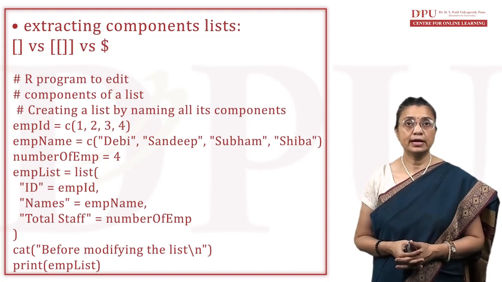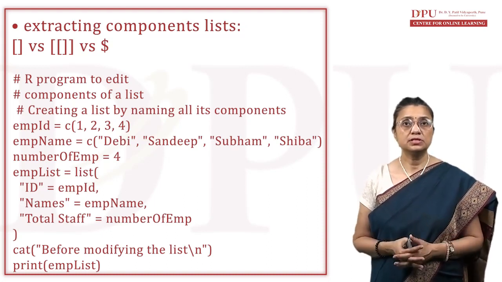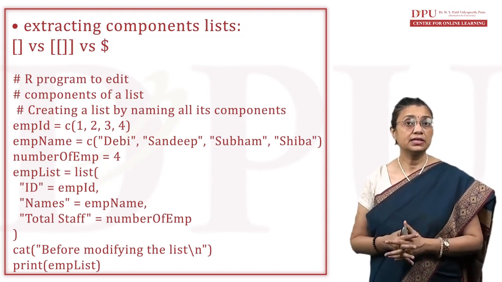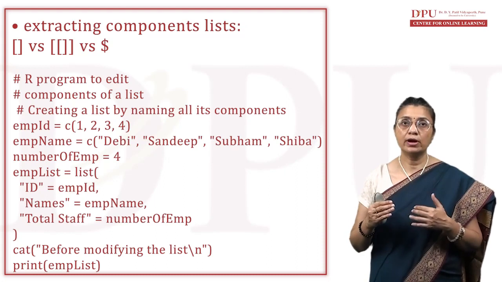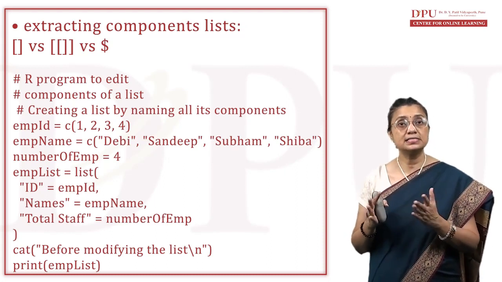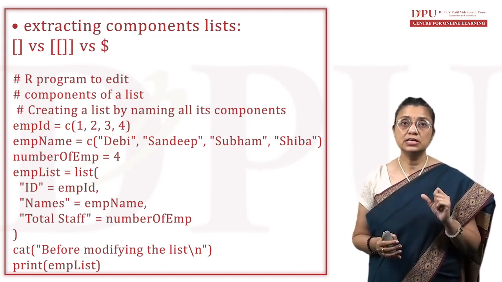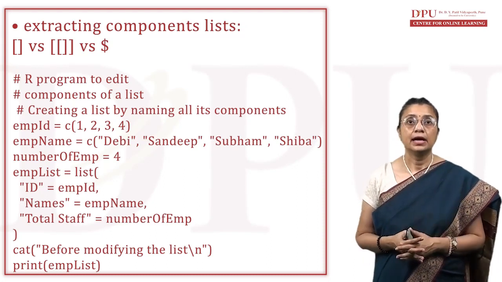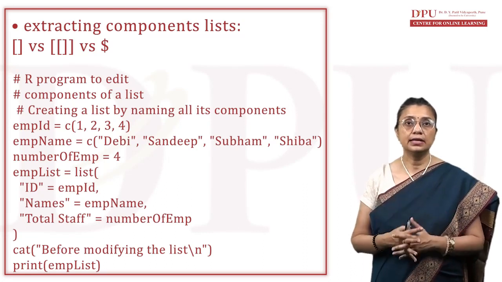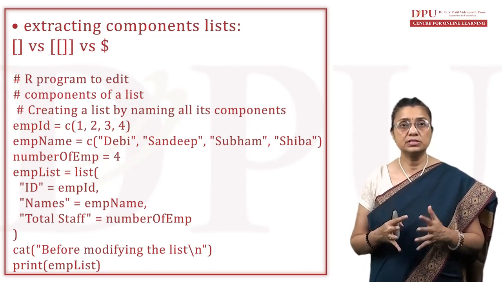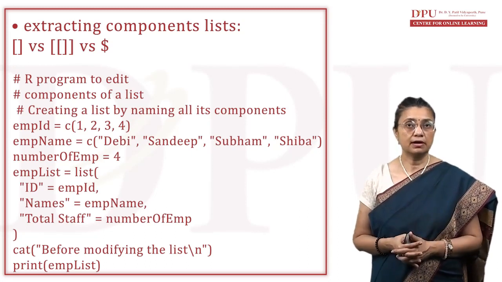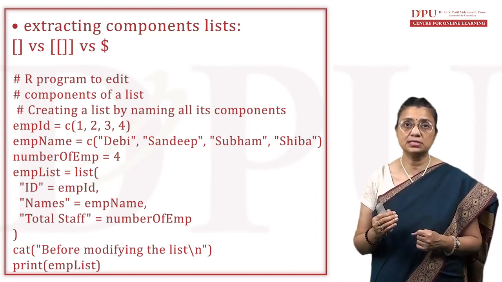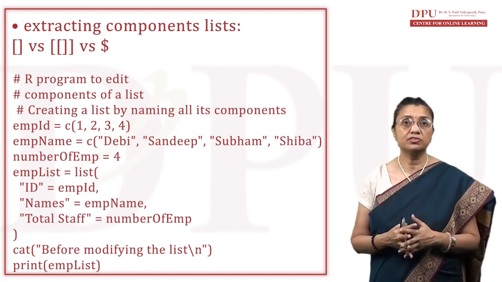You can see employee ID is 1, 2, 3, 4. Employee name is Devi, Sandeep, Shubham, and Shiva. Number of employees is 4. And then we have created a list, where we can see employee ID is equal to employee ID. So you can see over here that employee ID is given a name ID and employee name is given a name names. Likewise, number of employees is given a name total staff. So that is how we are calling the vectors that we have created and storing that with a header.